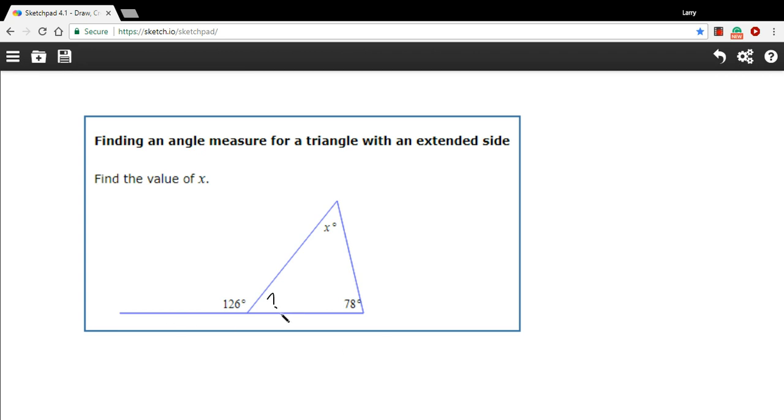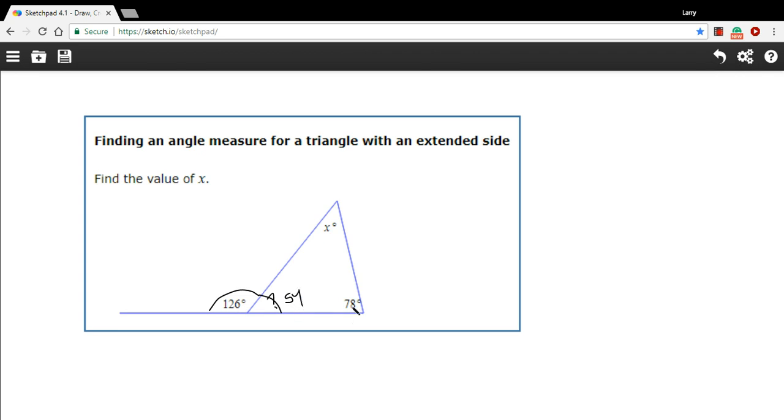However, there is an extended side of the triangle, and what has been created here is what we call an external angle to the triangle. And maybe you've already recognized, but this angle and the angle we're looking for here would add up to a linear pair. So first, I need to subtract 126 from 180 to get this angle. And that is 54, I think.